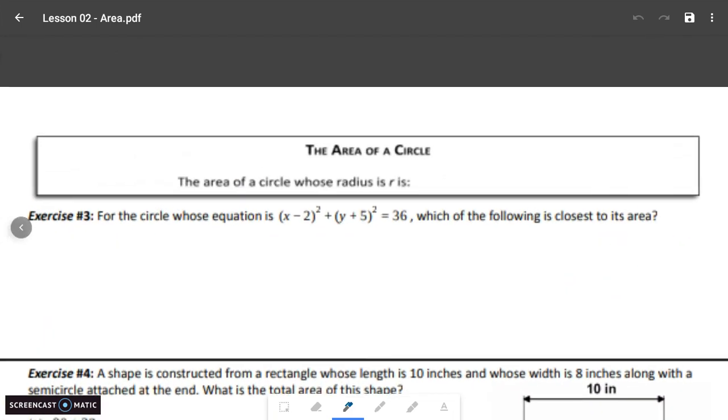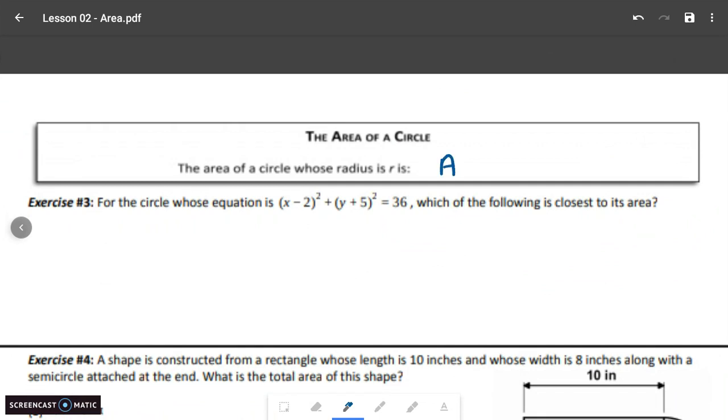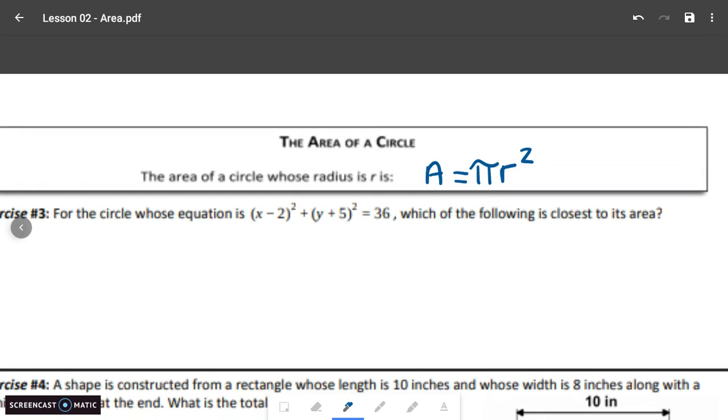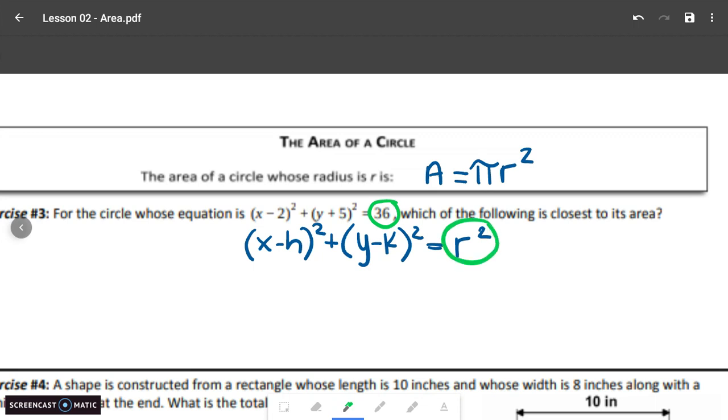Now the area of a circle is equal to pi r squared. So for this equation, notice it's giving me the circle equation again from the previous unit of circles. They give me the center and the radius, but I don't even care about the center in this case. I care about this radius squared. So area is pi r squared. Well, I already have r squared. So my area is 36 pi.